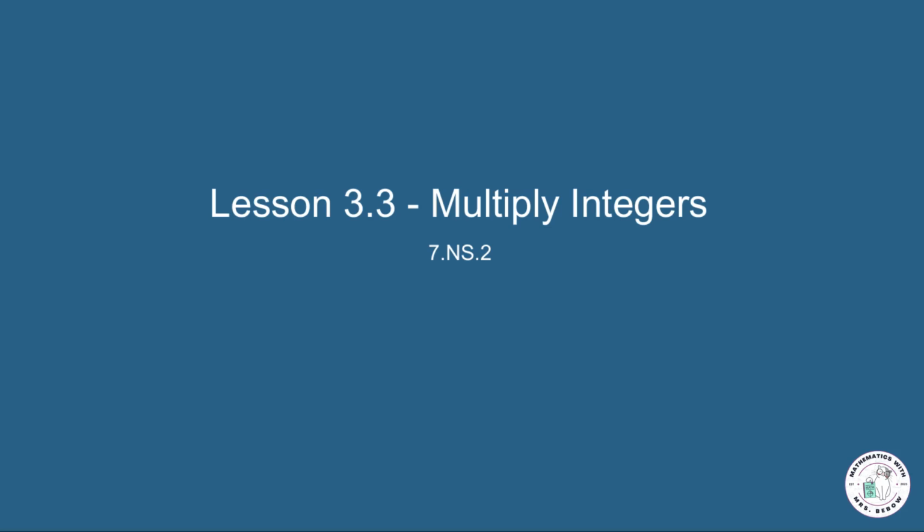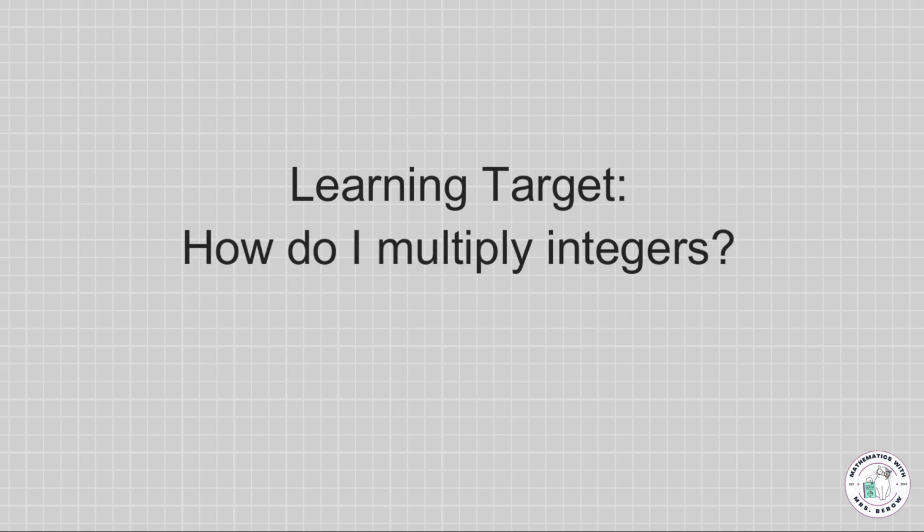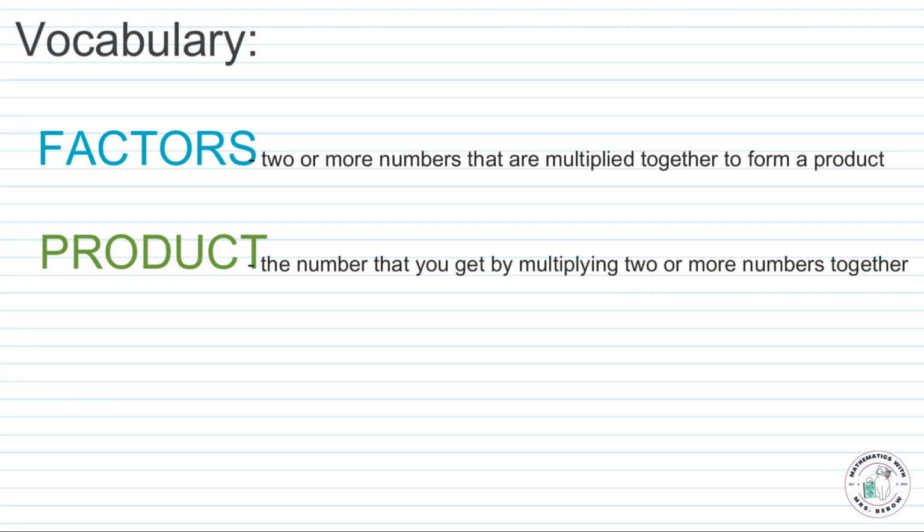In this video, we're going to take a look at multiplying integers. So the main goal for this lesson is how do I multiply integers? Just a reminder on some important vocabulary. Factors are two or more numbers that are being multiplied together to form a product. So they're the numbers in the multiplication problem. And the product is the number that you get by multiplying two or more numbers together. So essentially the product is the answer you get when multiplying these factors together.